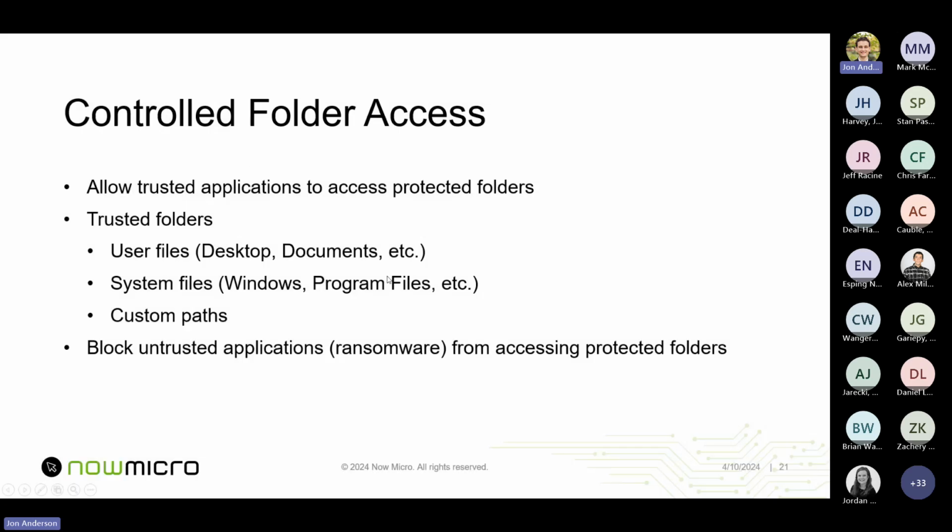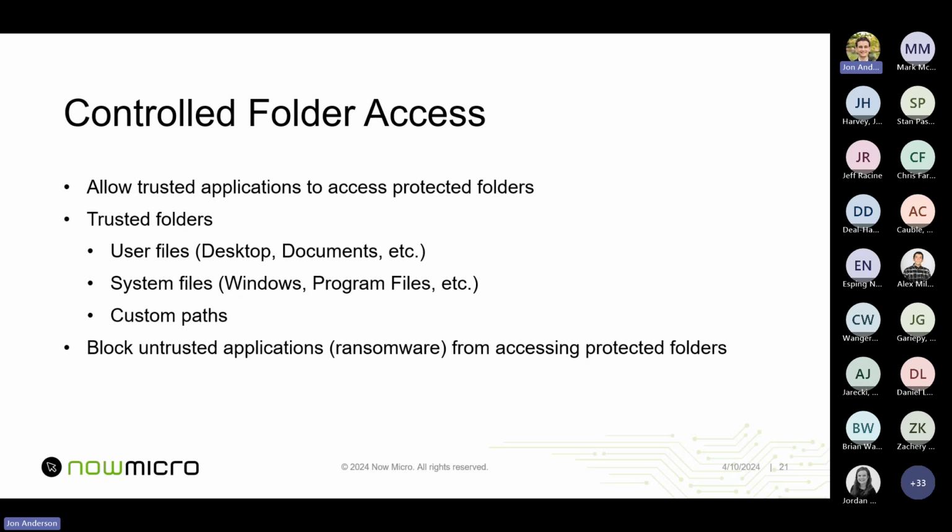The next thing I want to talk about is controlled folder access. So this is tied into attack surface reduction rules, but a little bit different. What controlled folder access does is it allows only trusted applications to access protected system folders. Those protected folders by default are your user folders, like desktop, documents, pictures, that kind of thing, and then system files, so things like the Windows system directory and Program Files. But then also custom paths. You can add your own paths to be protected by controlled folder access.